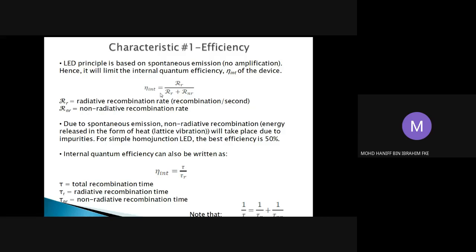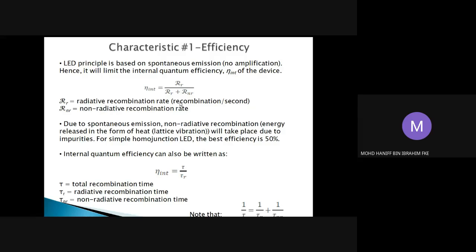So this is based on the equation R_R divided by R_R plus R_NR, in which R_R is what we call the radiative recombination rate, whereas R_NR is called the non-radiative recombination rate. This is what we have learned before.